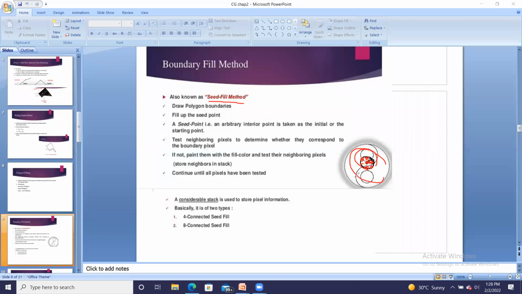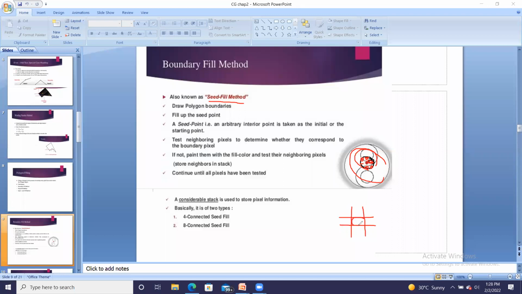Then this algorithm has two approaches. एक म्हणजे सीडच्या नेबरहुड मधले जर मी फक्त 4 पिक्सेल्स घेतले तर त्याला म्हणतात 4 कनेक्टेड सीड पॉइंट, अँड जर मी 8 पिक्सेल्स घेतले तर त्याला म्हणतात 8 कनेक्टेड सीड पॉइंट. सो आय एम हॅव्हिंग टोटल 2 अप्रोचेस.